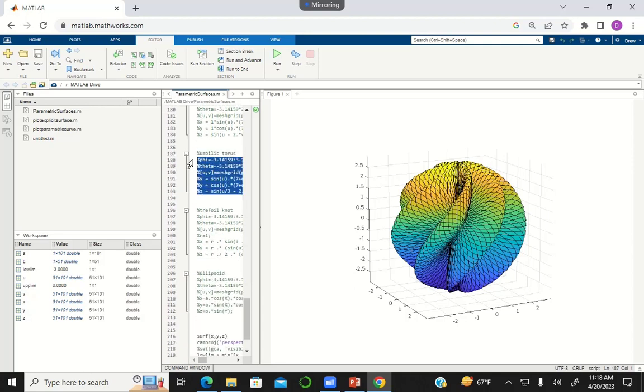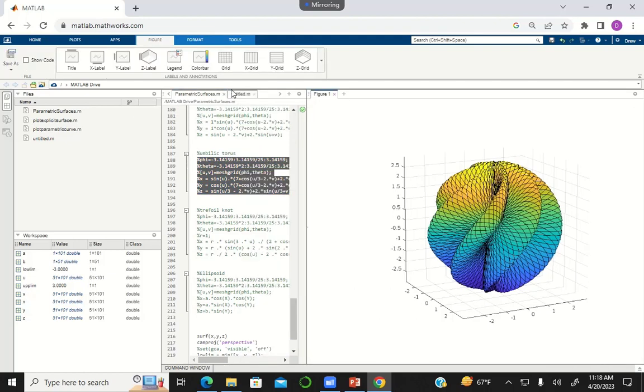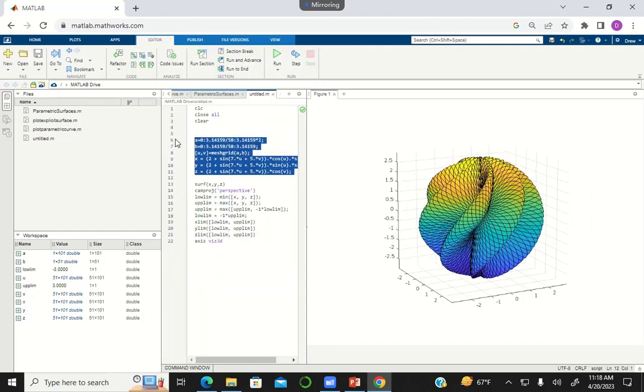Yeah, I think the authors of the textbook called that shape an umbilic torus. And so if we copy and paste these lines of code, it might work, it might not work, but we'll try.